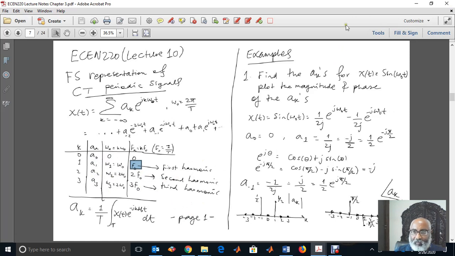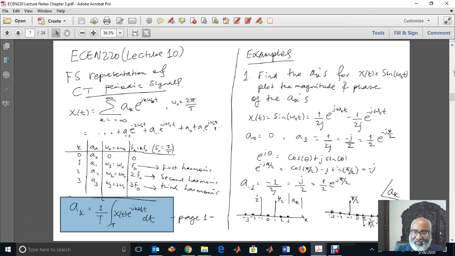Okay, let's do some examples. Simplest example is sine and cosine. This one, we don't do the integration for this. If we do, we'll get the same result, but we can use directly the Euler identity to get the AKs. We just rewrite x of t using the Euler formula.